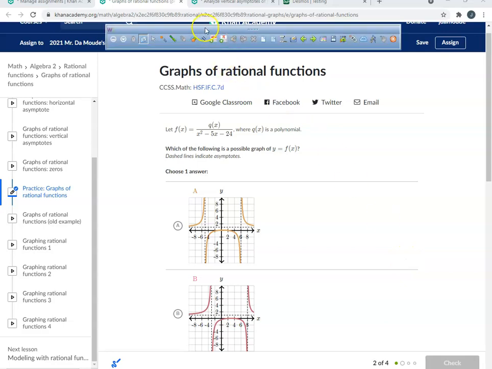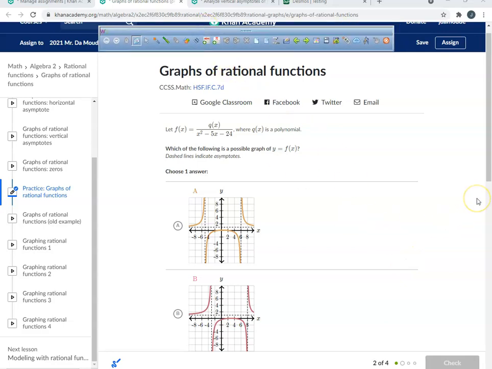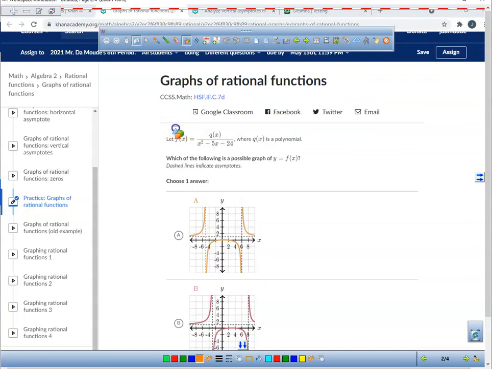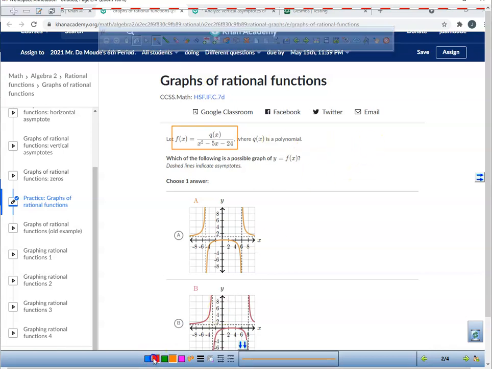We're going to do a little section called Graphs of Rational Functions in the Khan Academy, and we've got ourselves a function here. That function right there. So if you would, go ahead and write that guy down in your journal. It says f of x equals q of x over x squared minus 5x minus 24.